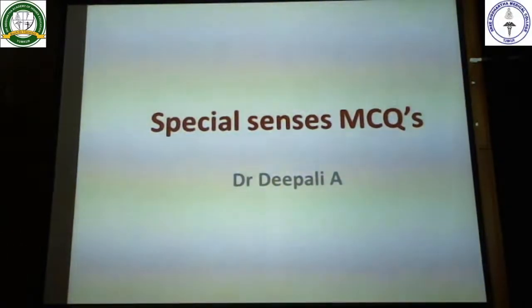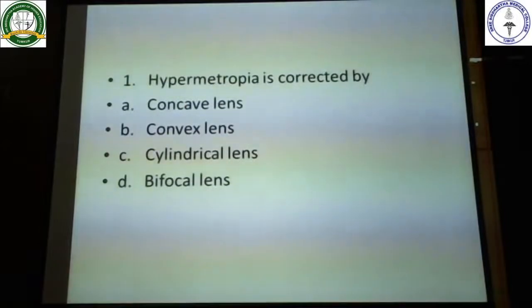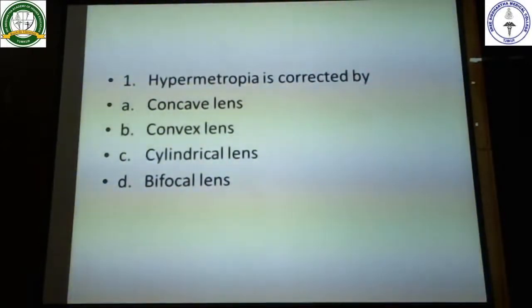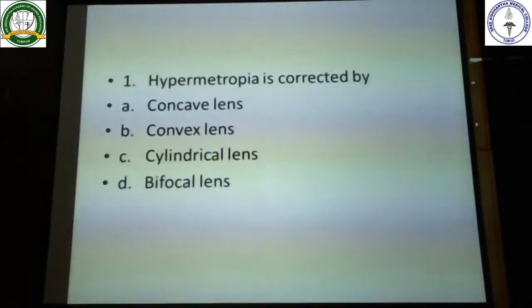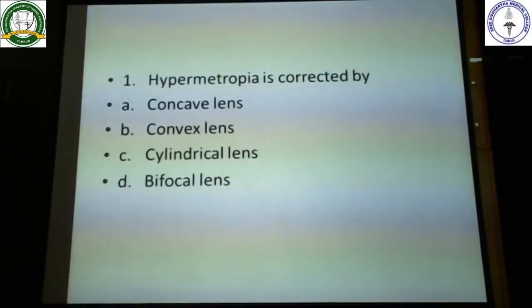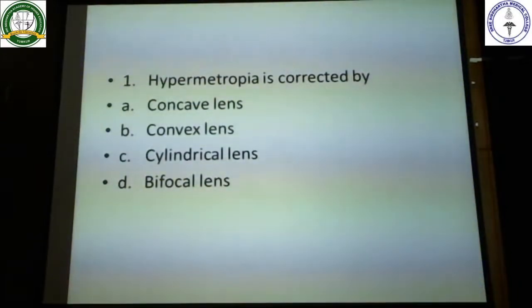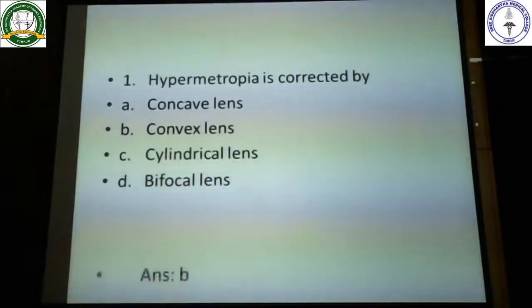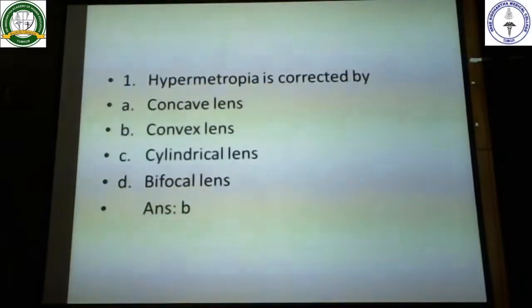So, first question on special senses. Hypermetropia is corrected by... Now you should know, I'll tell you short notes here. Hypermetropia is a definite short note. What do you mean by hypermetropia? Hypermetropia means long-sightedness. He can see distant objects but he cannot see nearby objects. And it is corrected by which lens? The answer is, it is corrected by convex lens.